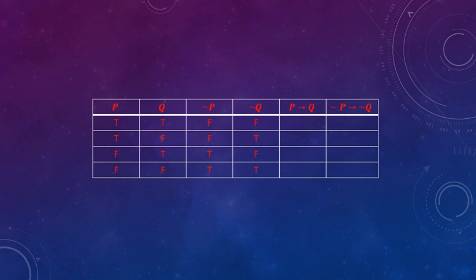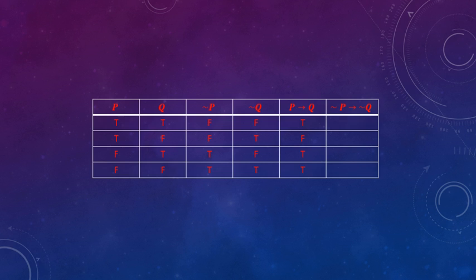P implies Q. We're looking at these two columns here. And again, we're paying attention to the order that the T's and the F's are listed in the conditional, because the order does matter. A true implying a true gives me a true. A true implying a false gives me a false. False implying a true gives me a true. And then a false implying a false gives me a true. So that puts us at this stage.